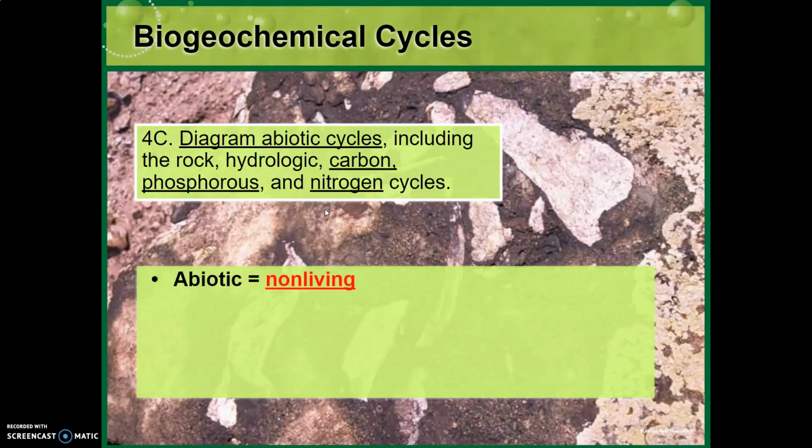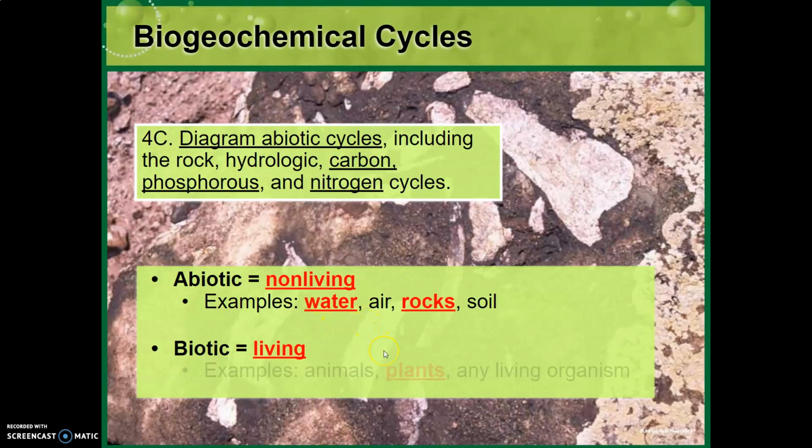So the first thing I want to talk about are some vocabulary terms that you might have heard before in biology. The first one is abiotic. So abiotic means non-living. Some examples of that are going to be water, air, rocks, and soil. All of those things are not alive. The next vocab term is biotic, which means living, kind of like biology, the study of life. And this is going to be animals, plants, any living organism. All right, so make sure you've written these words down in your notes. Anything red, bold, underline is what is going to go on your notes page.